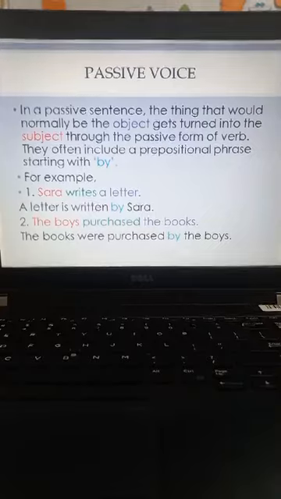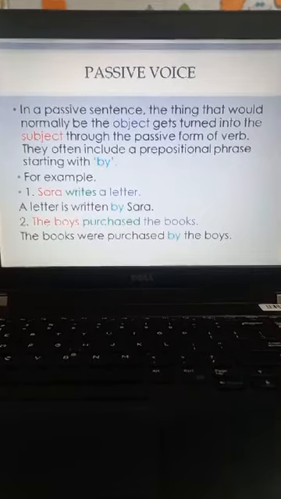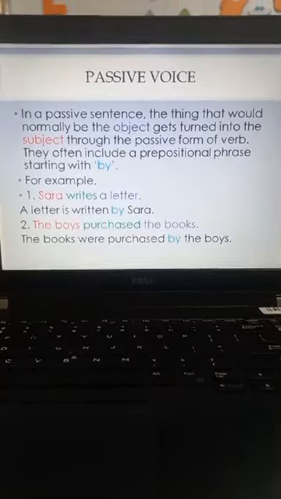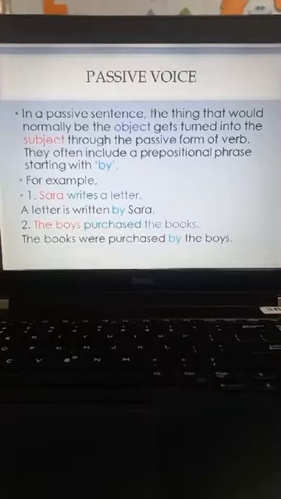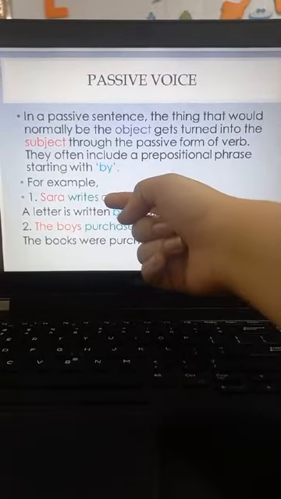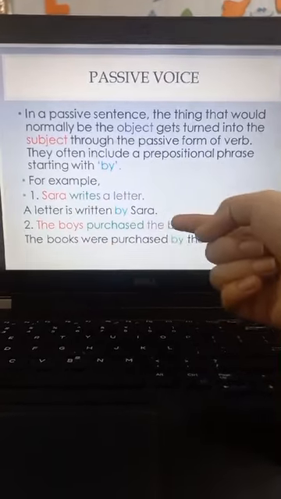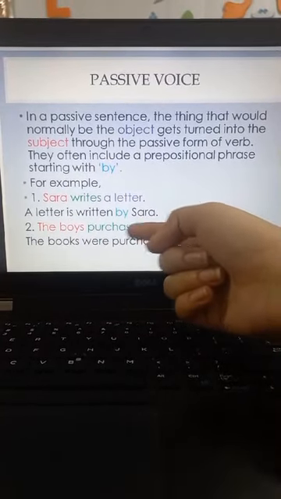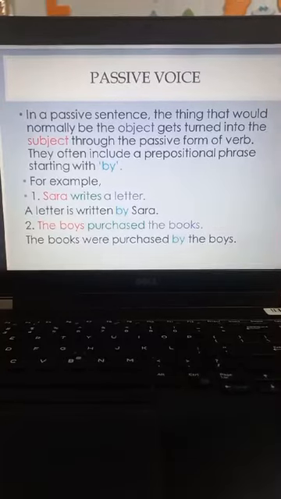In another example, the boys purchased the books. It is converted into the books were purchased by the boys. So what we have to say is when there is a first form of verb, we use is, are or am. But whenever there is second form of verb, we use was or were in the passive voice.